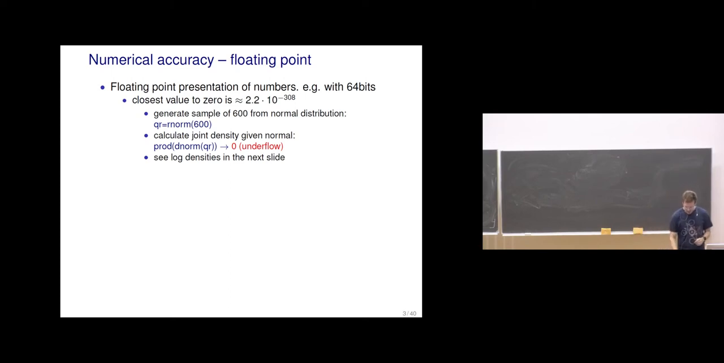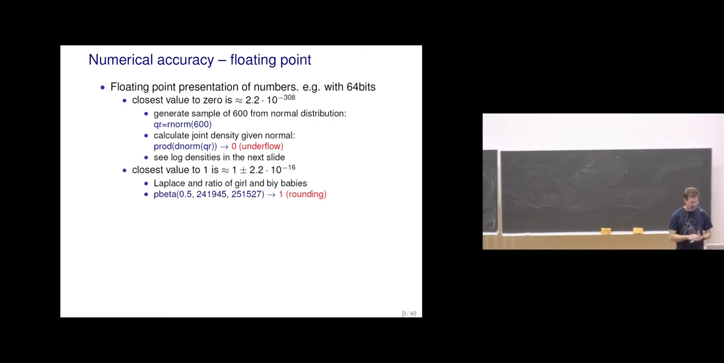But before that, the other example, where the accuracy varies in the range. In the case of probabilities, we are often also interested in values close to one. And you can see that there the accuracy is coarser. This difference is often called epsilon, the smallest difference to one.